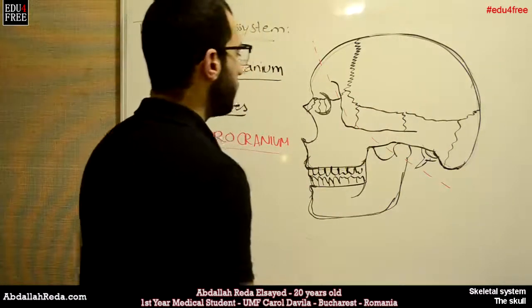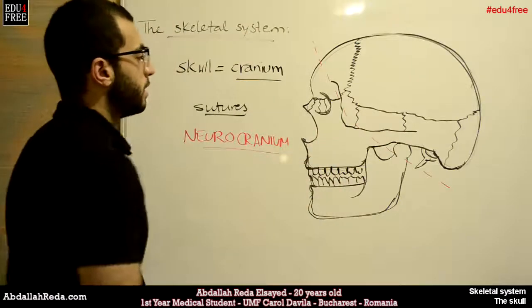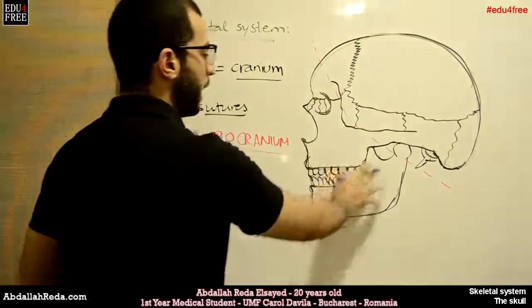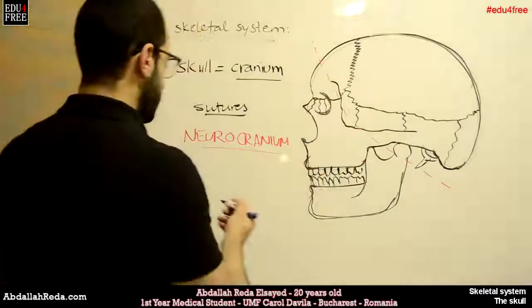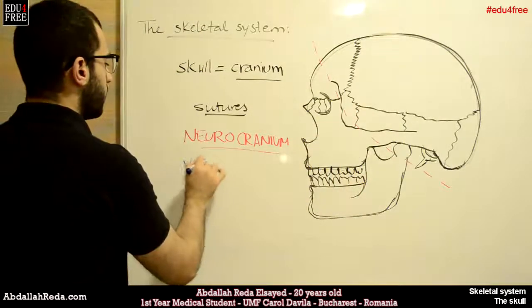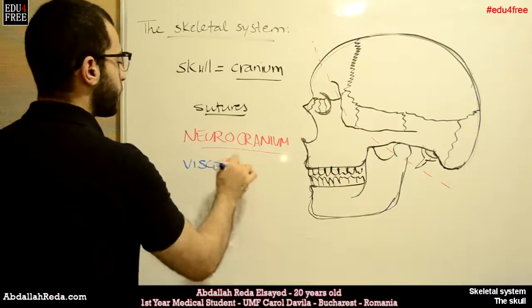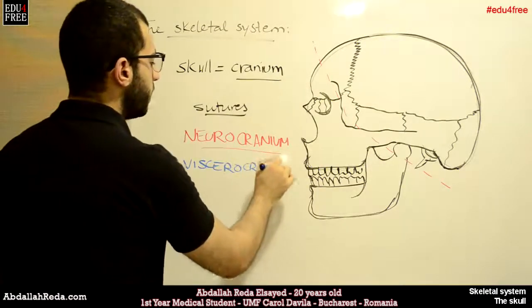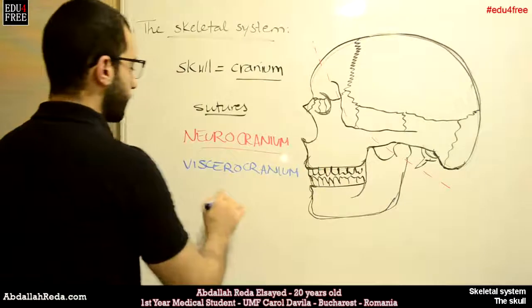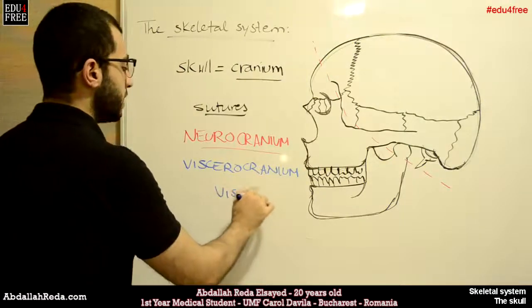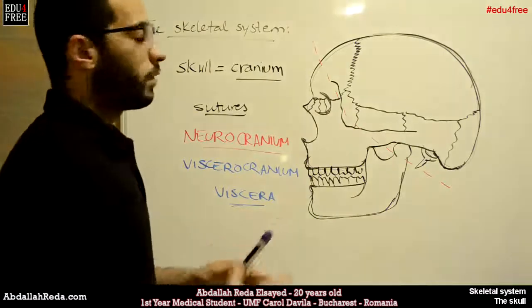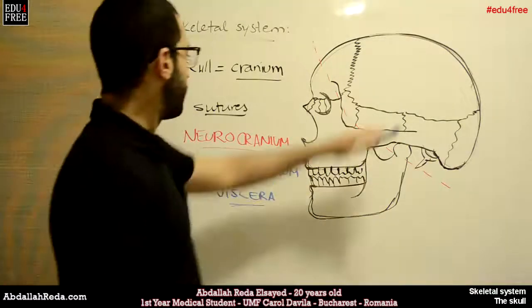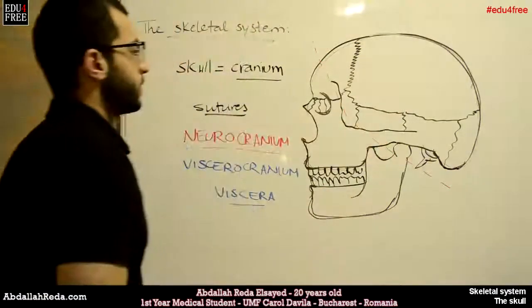And we have this other part which contains the eye, the nose, the tongue, and the contents of the mouth and so on. This part is called the viscerocranium. It's called the viscerocranium because viscero comes from the word viscera, which means organs. So these are the two parts of the skull. We have the neurocranium and the viscerocranium.